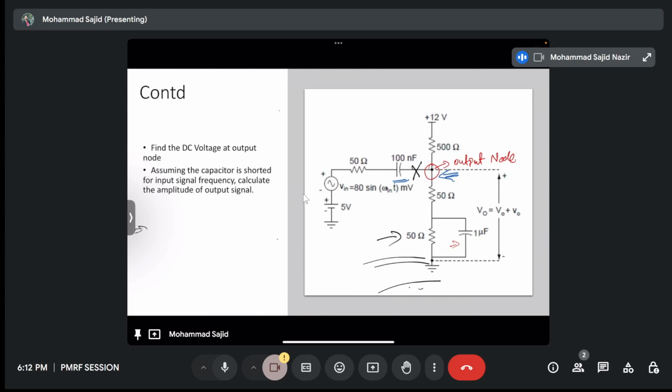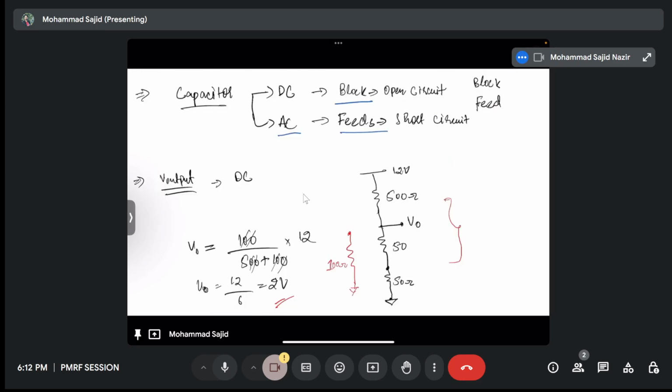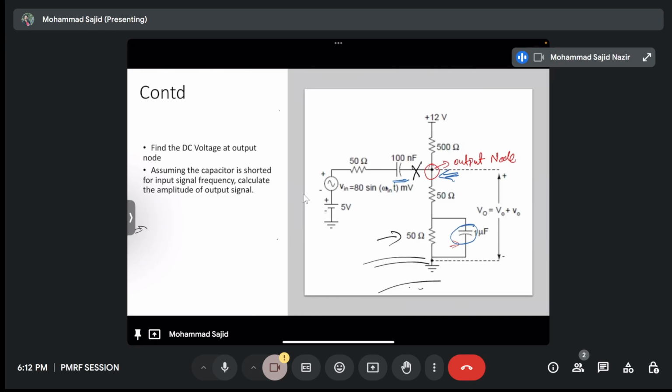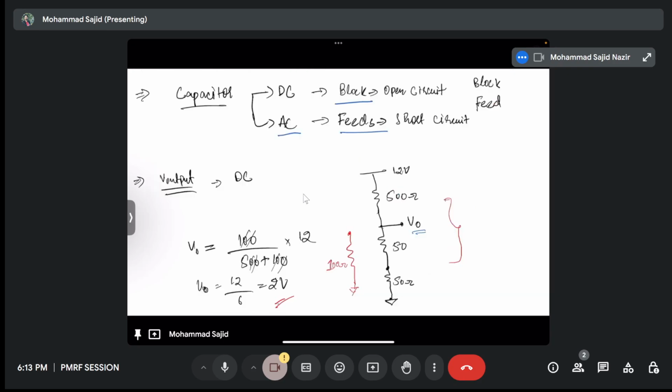Okay, so this is very simple. For DC, the capacitor behaves as an open, so it blocks the signal, and for AC, it passes the signal as a short. So I need to find this V0. It's pretty simple. You have 50 ohm, 50 ohm. This will be open. So this is the voltage across this 100 ohm total. So it will be 100 divided by 500 plus 100 multiplied by 12. So this is equivalent to 2 volt.